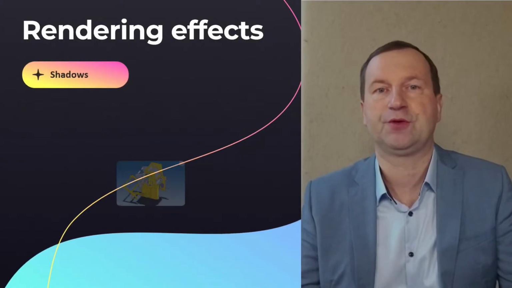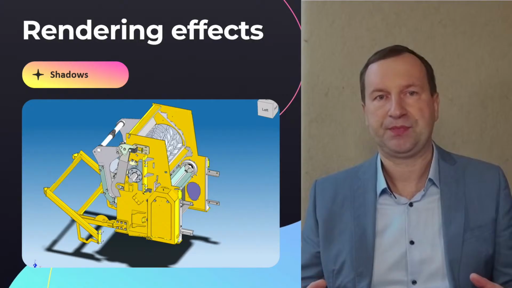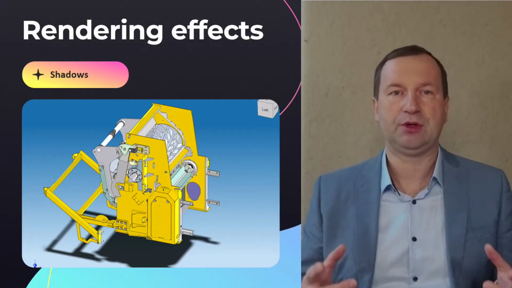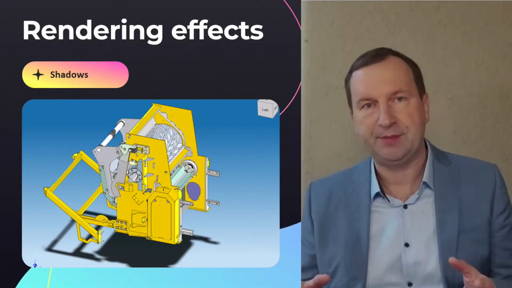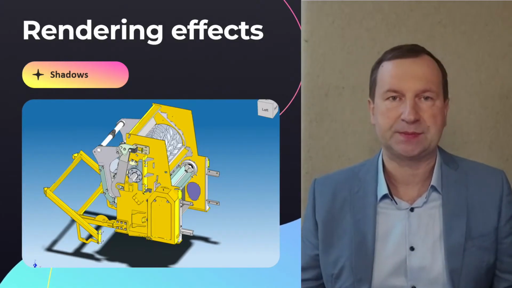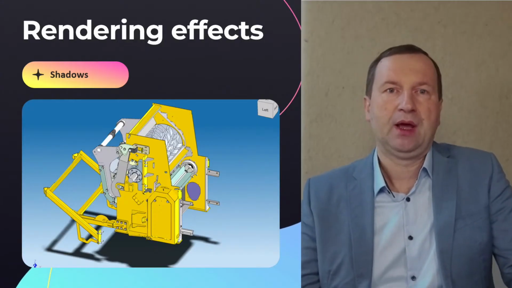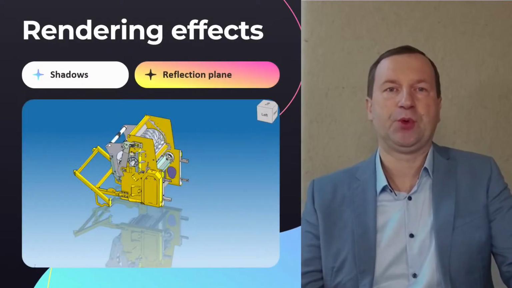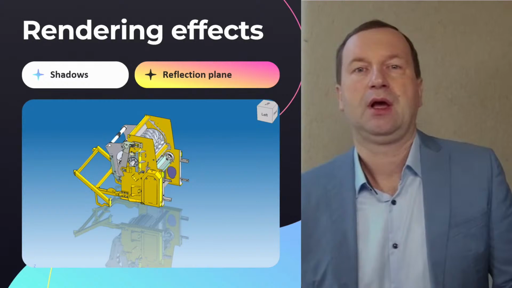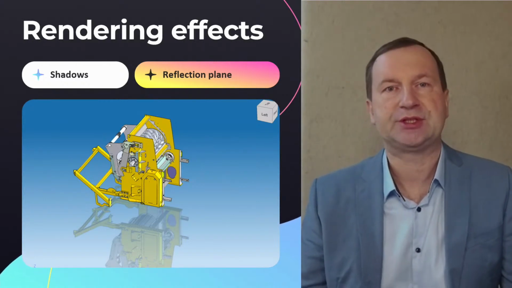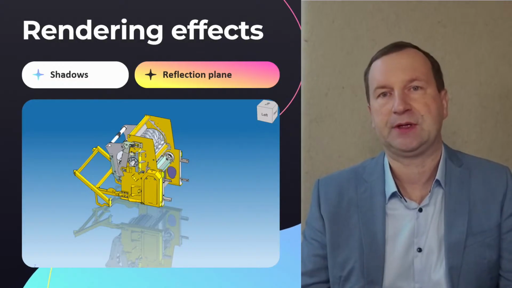First is support for shadows, with an extension to ground shadows. Shadows are supported on all platforms, including mobile and WebGL with stable performance. You can see the result on screen. Another popular feature supported in Visualize SDK is reflection planes. This functionality enables realistic reflections on planar surfaces within a graphical scene.